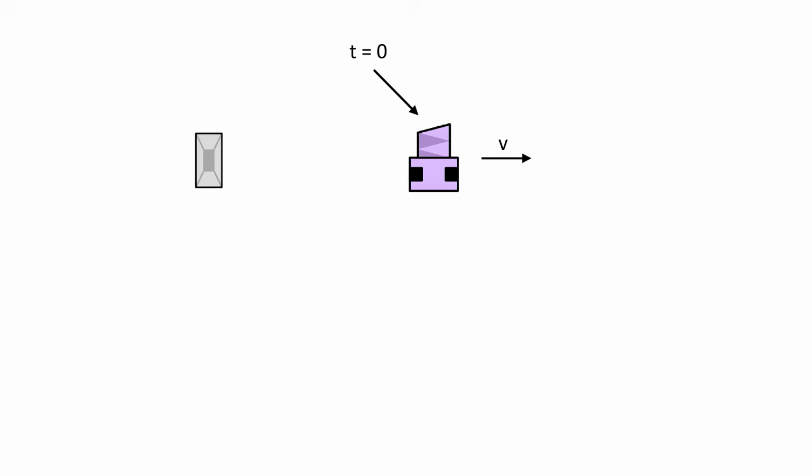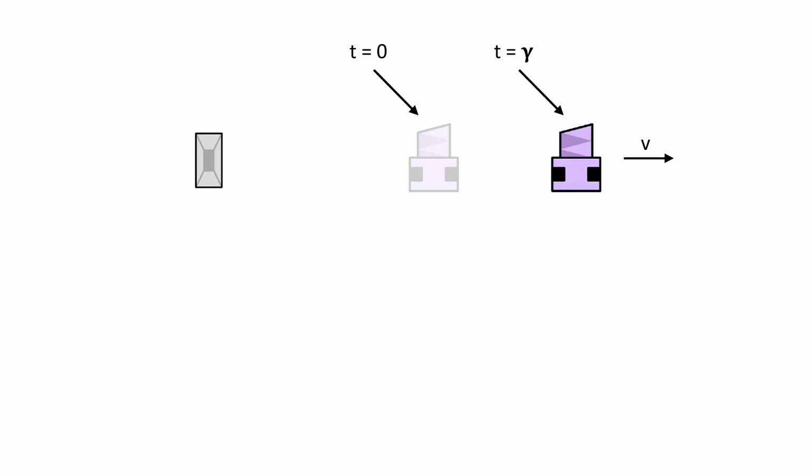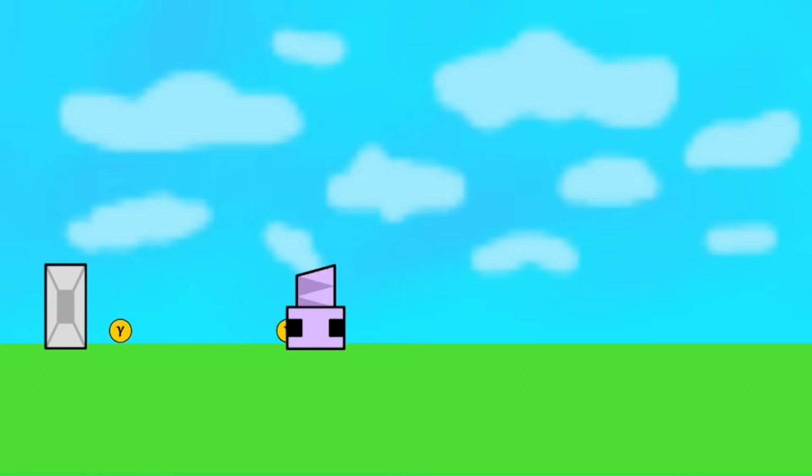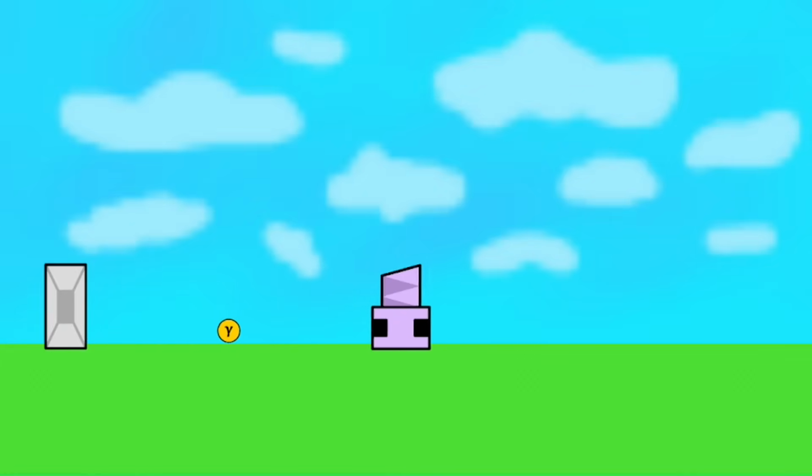In gamma seconds, the source travels a distance of gamma times v meters. The time it takes for a photon to travel this distance is just that over c. Each photon travels this plus the path of the previous one.